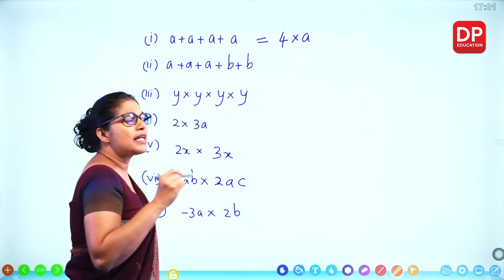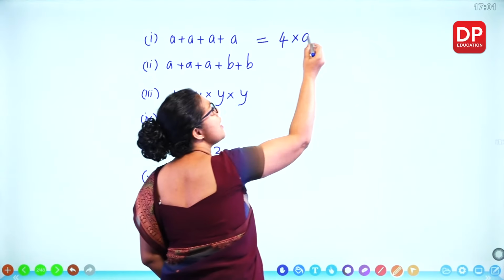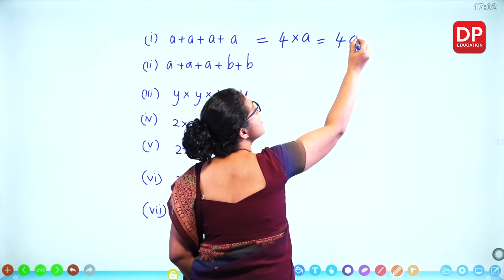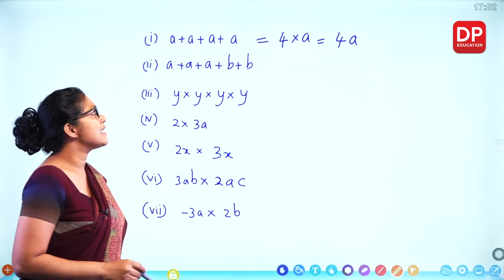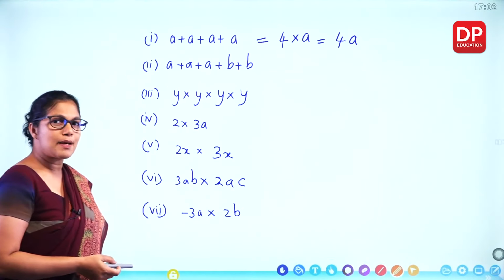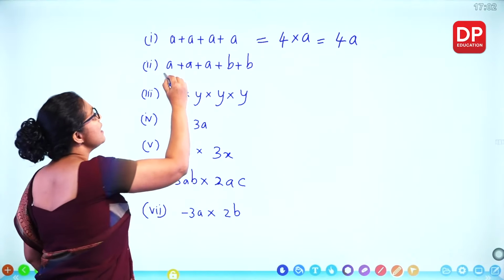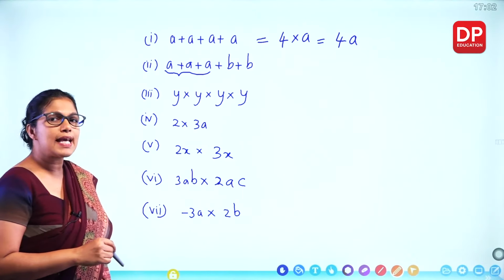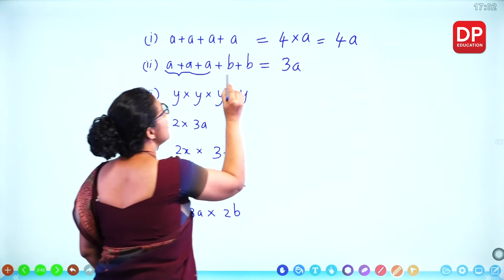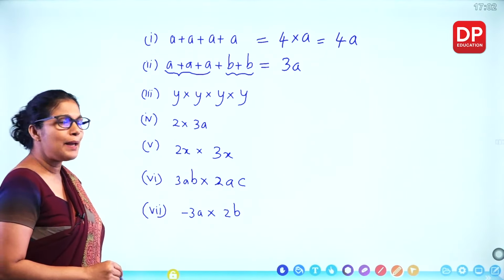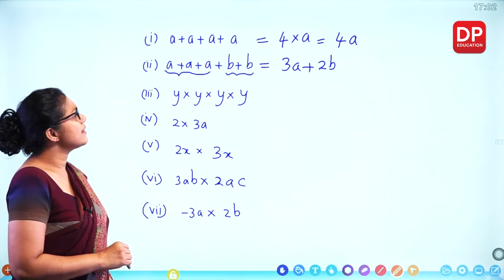In algebra, when you get a number and a letter, we don't need to write the sign. So instead of 4 times A, you can simply write 4A. Now look at the second one. You get 2 different letters. A terms are there, B terms are also there. So you can add the A terms separately and the B terms separately. When you take A plus A plus A, what do you get? 3A. What about B plus B? You get 2B.